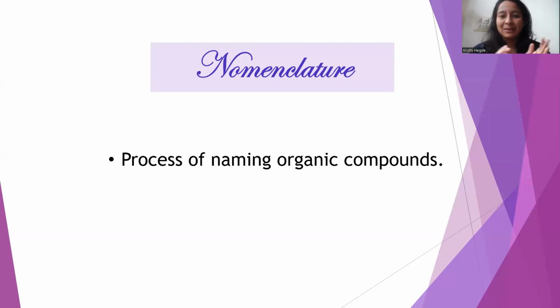Nomen means name. Clature means calling. If we want to call some organic compound or anyone for that matter, we call it with a name, right? So that's called nomenclature. Nomenclature is used even in biology. In the chapter Diversity in Living Organisms in 9th standard, we discussed in the last concept how naming is done for living organisms. Here our discussion is for organic compounds.